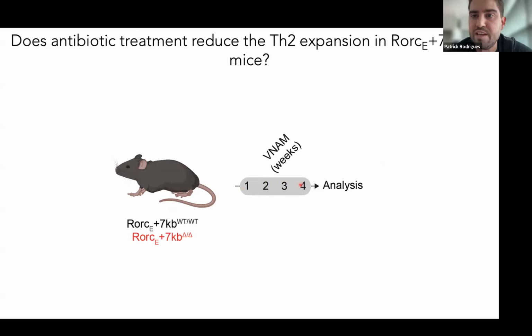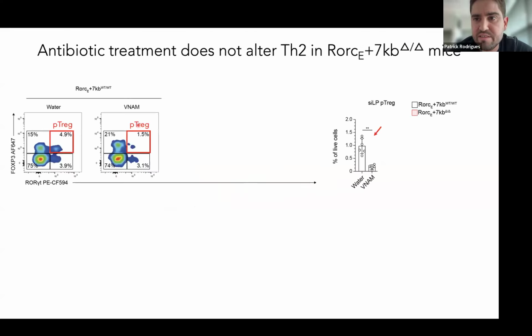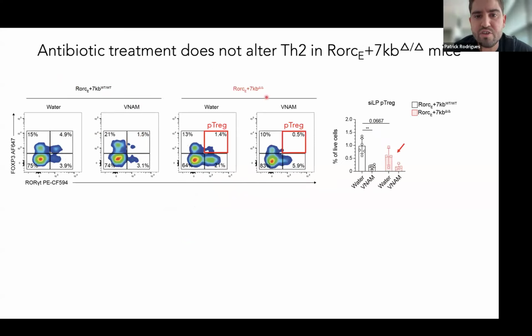After 4 weeks, we analyzed the compartment and checked whether there was a difference in the Th2 and the PTRAC. As expected, and this was shown already in pretty many papers, if you take wild-type mice and you put them under antibiotic treatment for a long time period, you actually lack the PTRAC compartment. However, if we checked our enhancer knockouts, we saw that the overall decrease of the PTRACs was even higher if we treated our enhancer knockouts with the antibiotics, also depicted here in this summary slide.